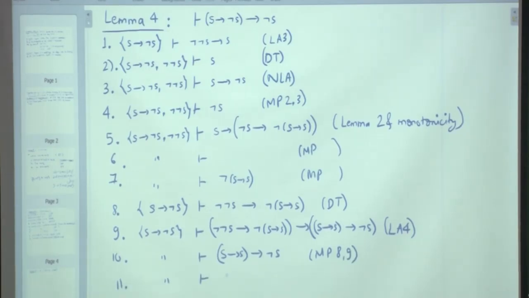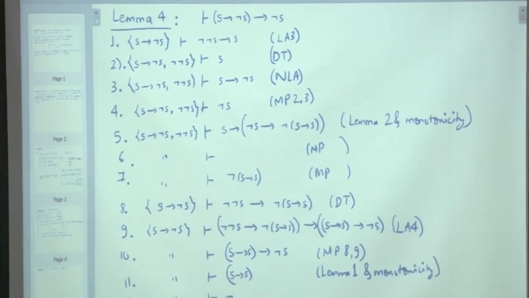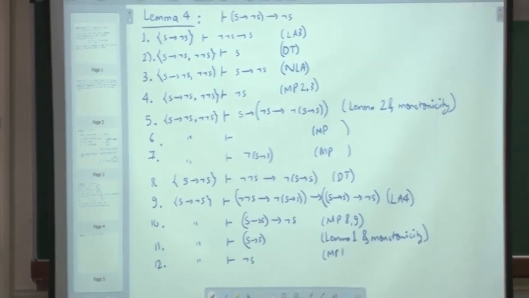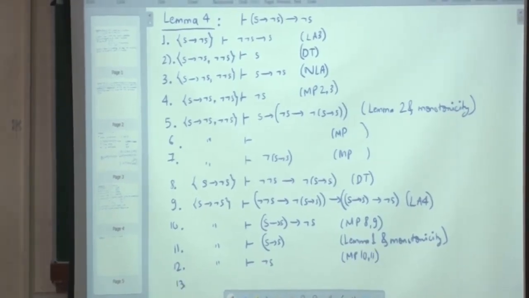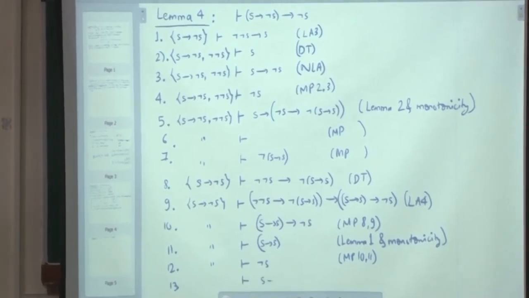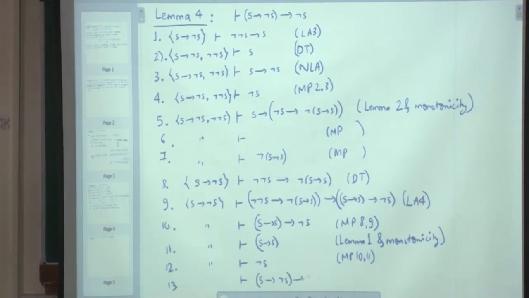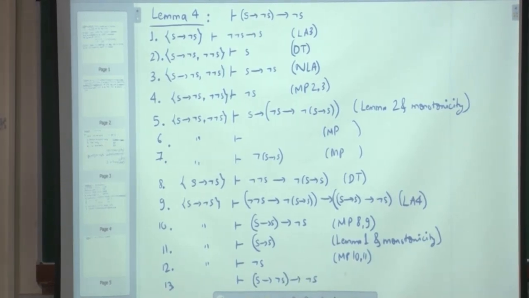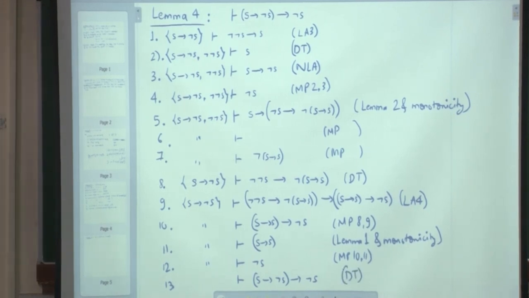We still have to obtain S implies S. And how do we get that? Lemma 1. Lemma 1 and monotonicity. And then line number 12 will get negation S by MP 10, 11. And finally, with nothing on the left hand side, we'll use DT to obtain this.